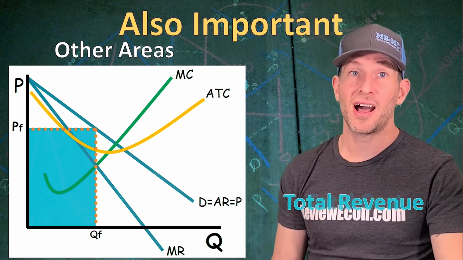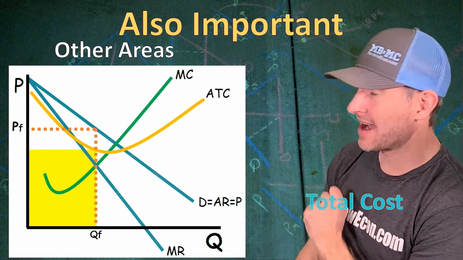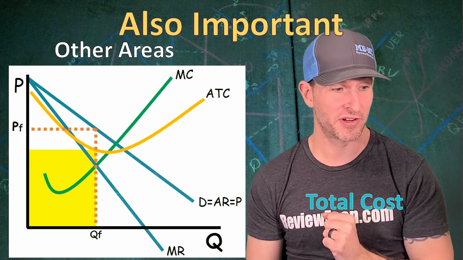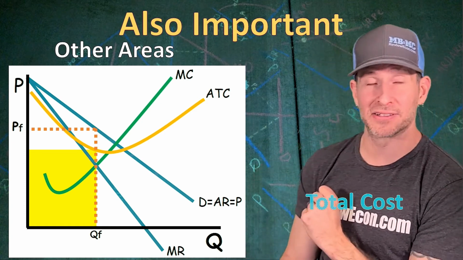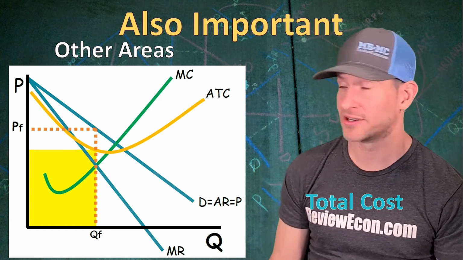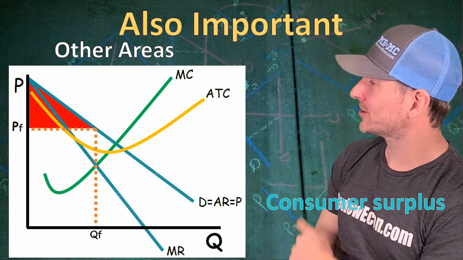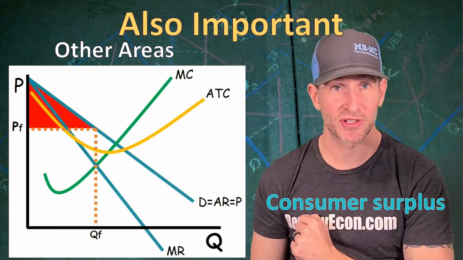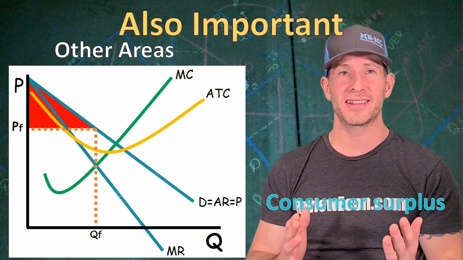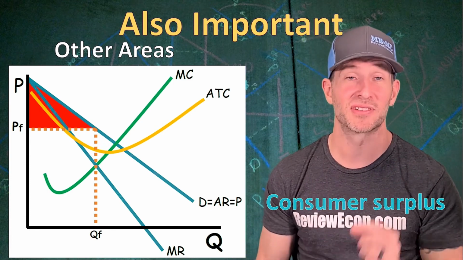To find the total cost, you're just going to go up until you hit the average total cost curve at the quantity produced, calculate the area of that rectangle, and that would give you the total cost of production for this monopoly. And from the price being charged all the way up to the demand curve, we can find a consumer surplus triangle there, and you can calculate the areas of any of these shapes if there were numbers.